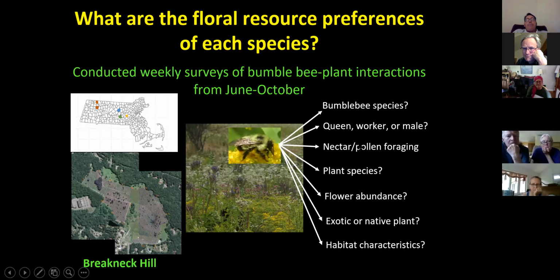And so we walk through and we do transects once a week from May-ish, April now, because we're getting into queen behavior, all the way through first hard frost. We're recording the species, queen, worker, male, and this is what you can do with the students as well. This is part of the citizen science. You do these types of walks. Nectar and pollen foraging, which I'll get to. How abundant is the resource? Is it a native or exotic species, habitat characteristics, and this type of thing.